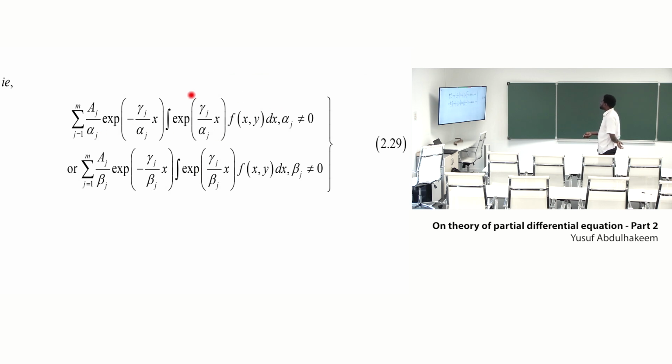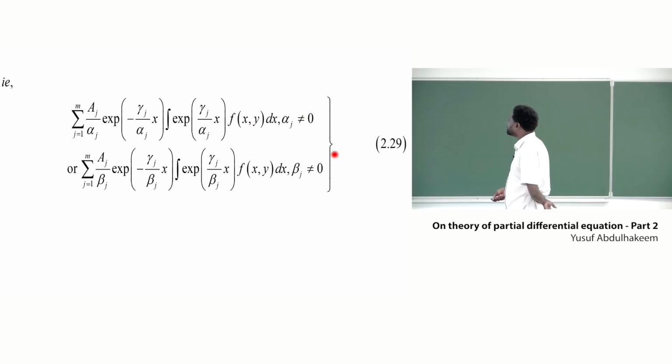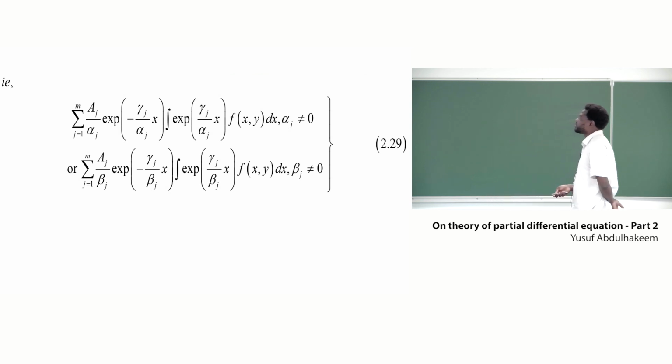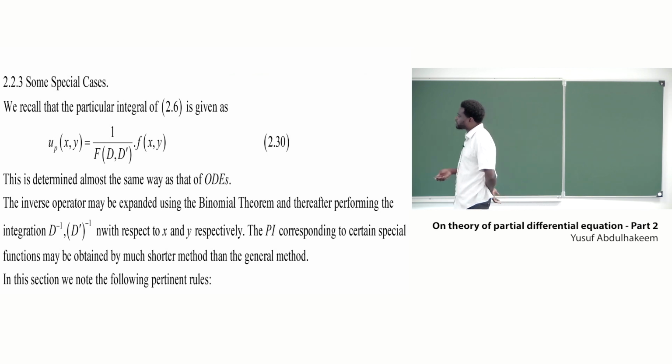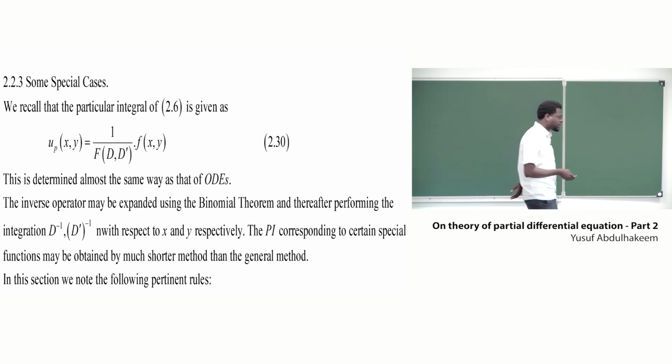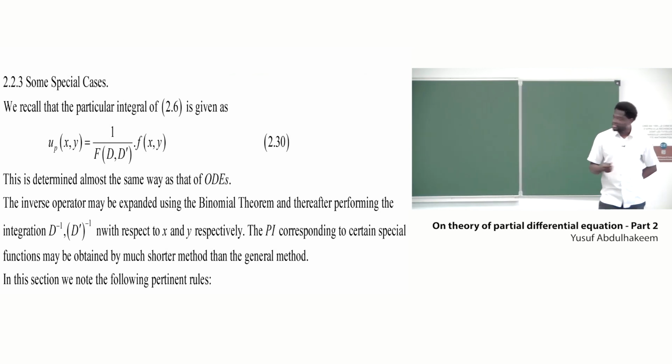First one here, we have this for x, and then we have this one for y. And in each case, for the first one, alpha j must not be equal to 0, and beta j also must not be equal to 0. Now, what happens if we have some special cases? Of course, there is possibility for us to have some special cases.